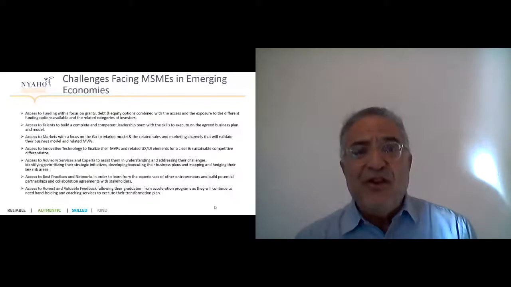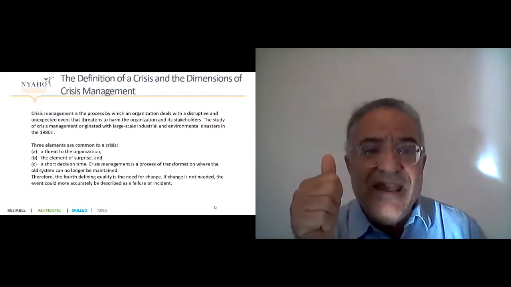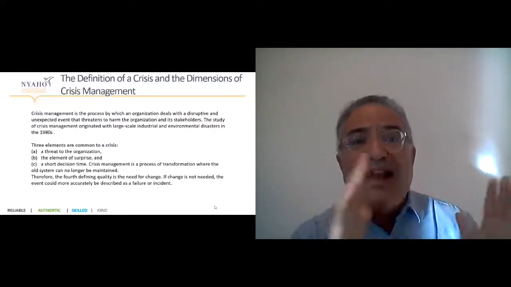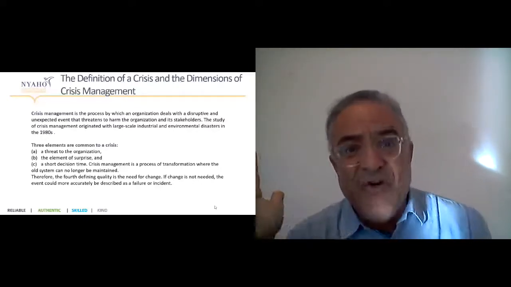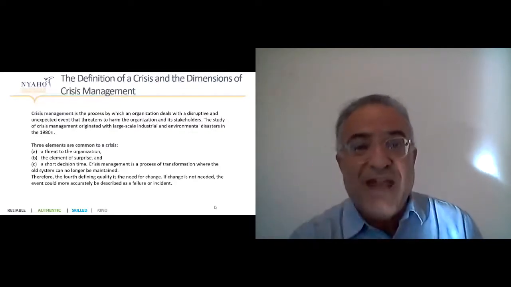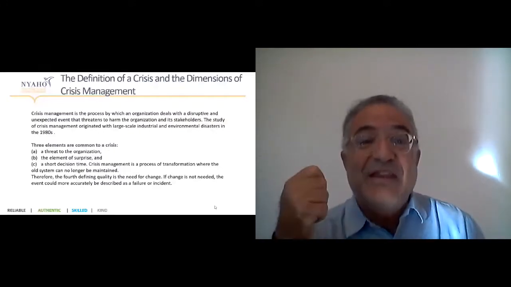So first is the definition of a crisis. A crisis has three factors. One, it's a threat. It's a threat to your organization. Two, there is an element of surprise. You are not expecting it, and it's hitting you, and it's impacting you. And three, you have a very short time frame to decide. And the fourth element behind it is the need for change.